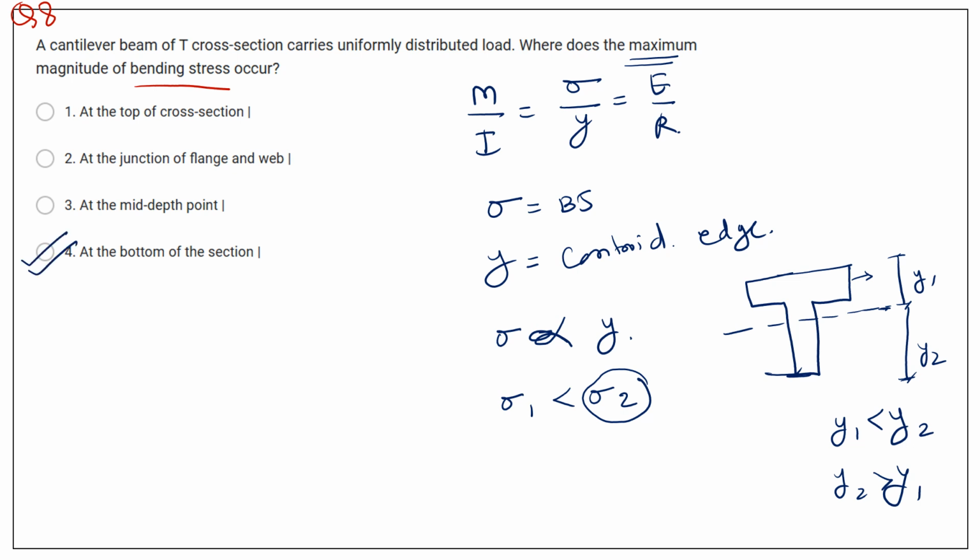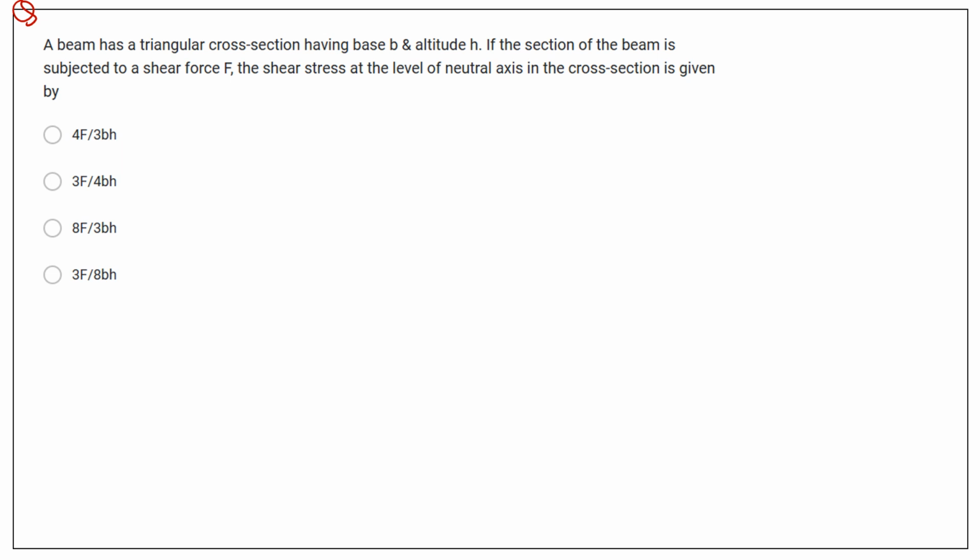Then next is the ninth question. A beam has a triangular cross section having base B, altitude h. If the section of the beam is subjected to a shear force F, the shear stress at the level of neutral axis in the cross section is given by? Here the shear stress at the level of neutral axis is.